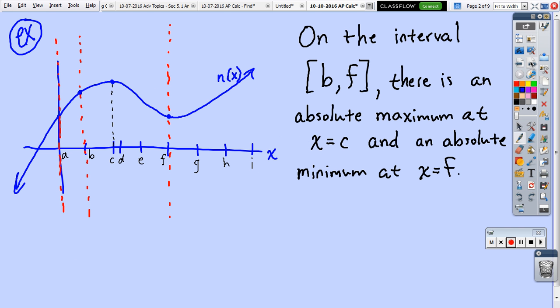Let's start off with this basic example. You have some graph n of x. On the interval from b to f inclusive, there is an absolute max at x equals c and an absolute minimum at x equals f. You all agree from b to f, you can see this is definitely the maximum value and the minimum value would be at f for that interval. So given graphically, it's very quick and easy to see.